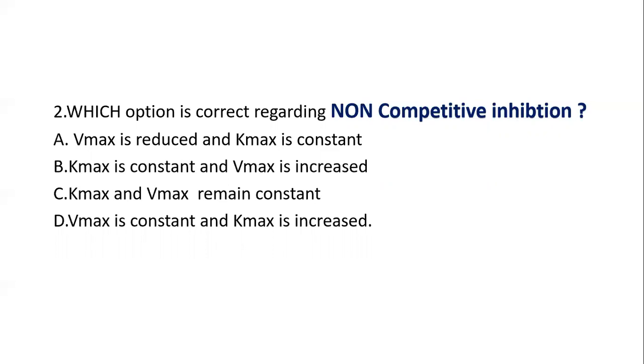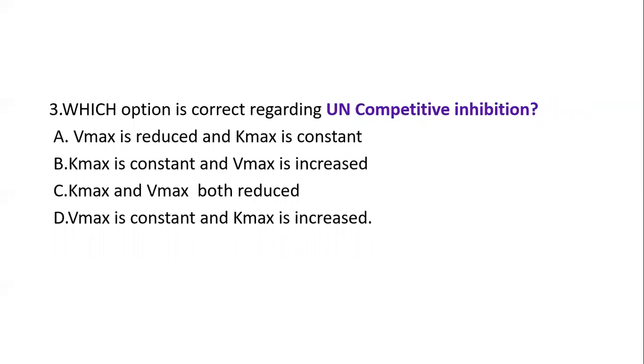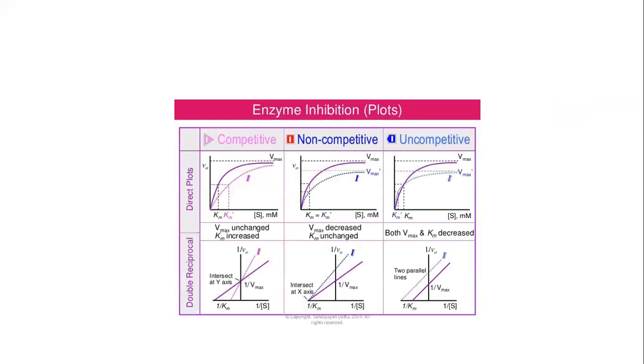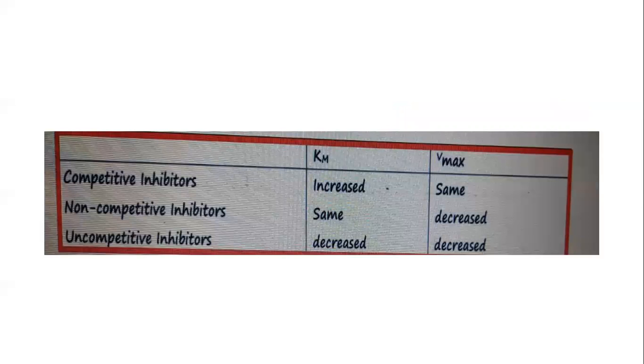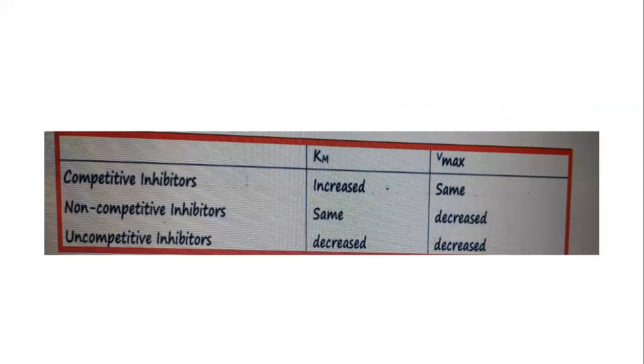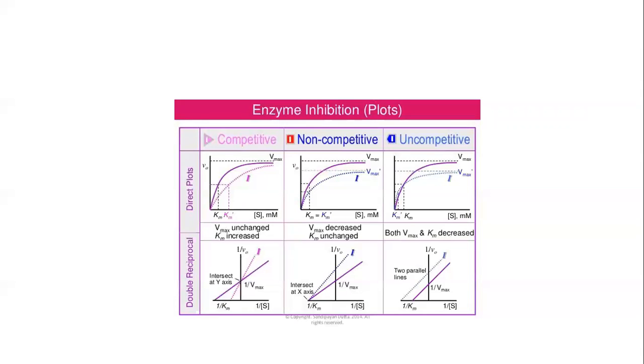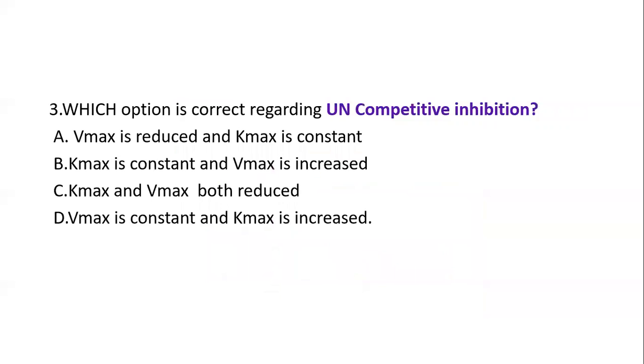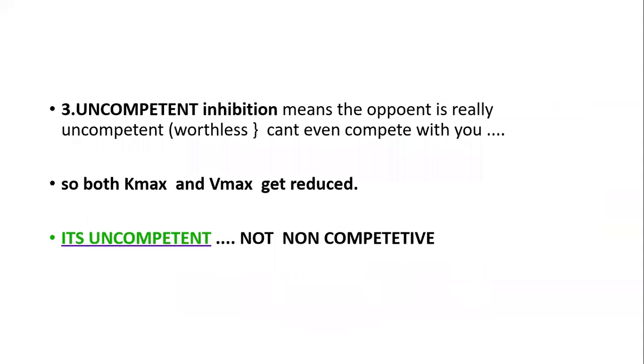So this is how I made this mnemonic, and it helps me solve the answer very quickly. If you don't know this mnemonic, probably you will read all the options, think about it, try to recall the table here and there, but how easy it has become now. Third question: uncompetitive, worthless opponent. He's incompetent. So both Km and Vmax are reduced. So option C, Km and Vmax both are reduced, right? So this is how we apply this mnemonic. You don't have to mug up this table. If you have made this mnemonic, you can easily recall this table. And if you can recall this table, you can even solve the image-based questions. So this was my mnemonic which I made for this topic.